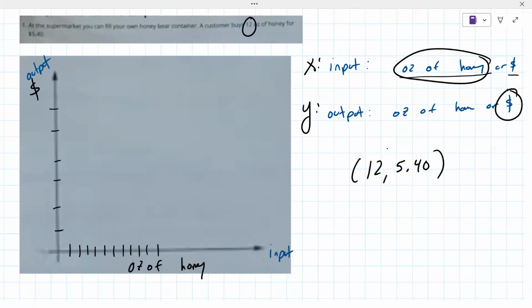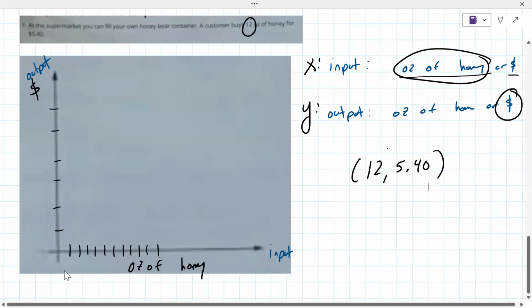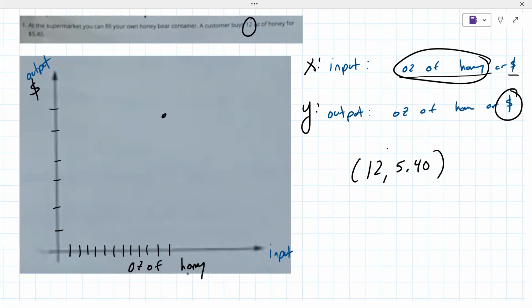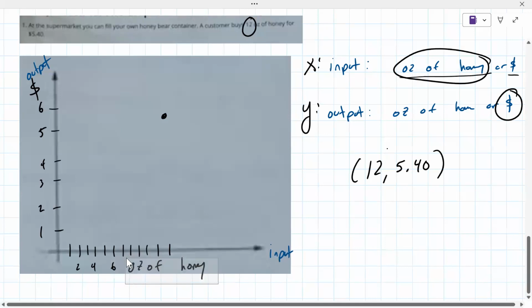Really you should have a grid, you should use a ruler. We don't have any of that. Let me just double check. I need one more. All right, so there's 12, 5.40 right there. So that's 6, 5, 4, 3, 2, and 1. And then 2, 4, 6. And so you want to label your graph when you're working on these things. Don't expect your instructor to know what you're talking about here.